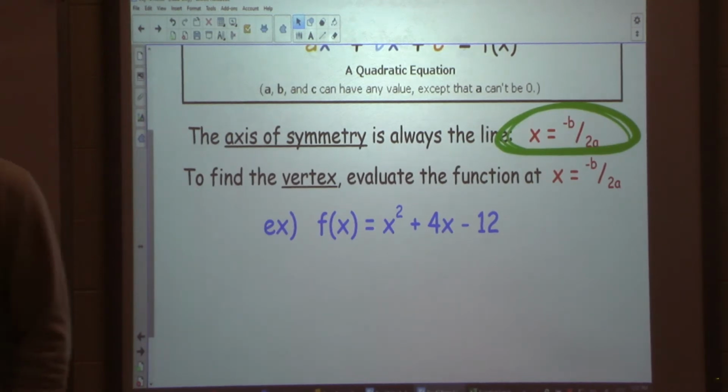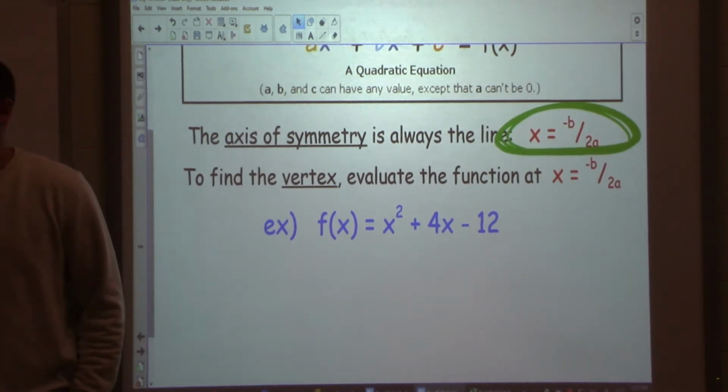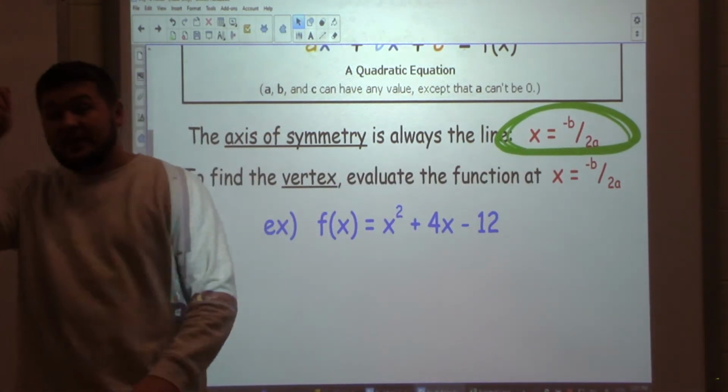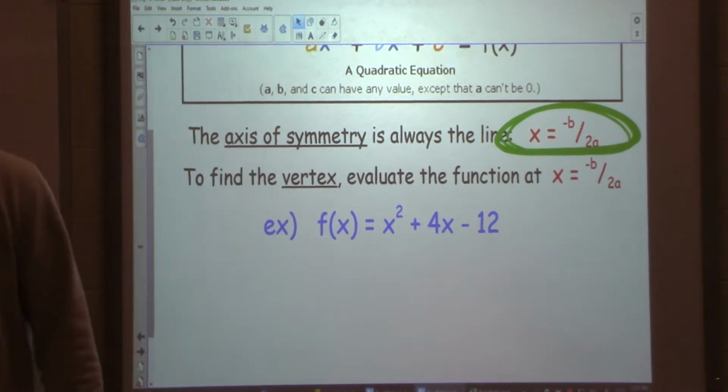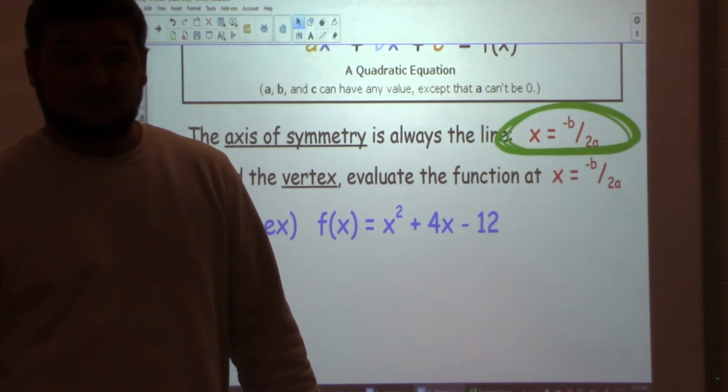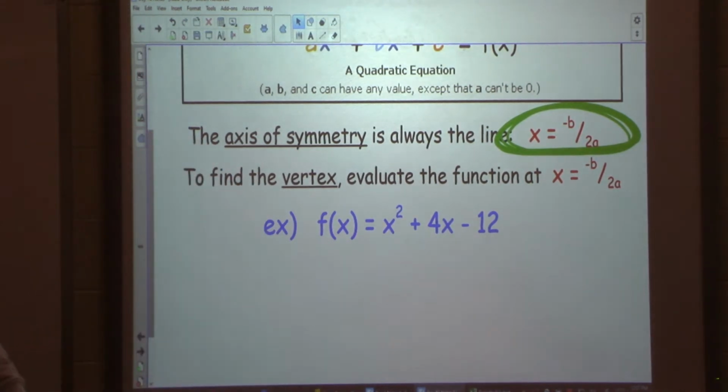Put in something for x. What do you think that something is going to be? What we get out of here, right? So when we do negative b over 2a, that gives us our x value. We're going to take that, plug it back into the function to get the y value. Okay?